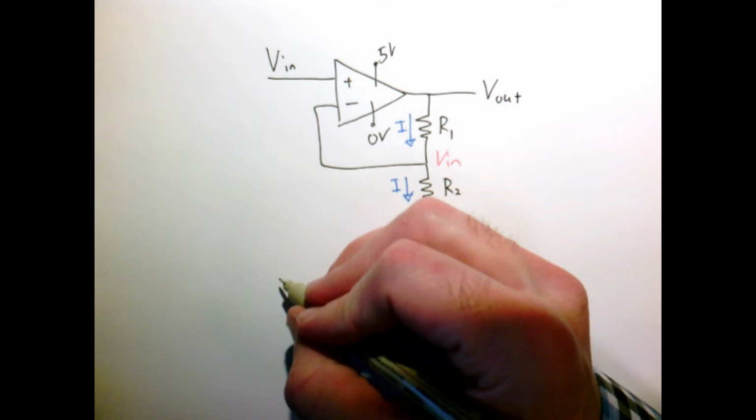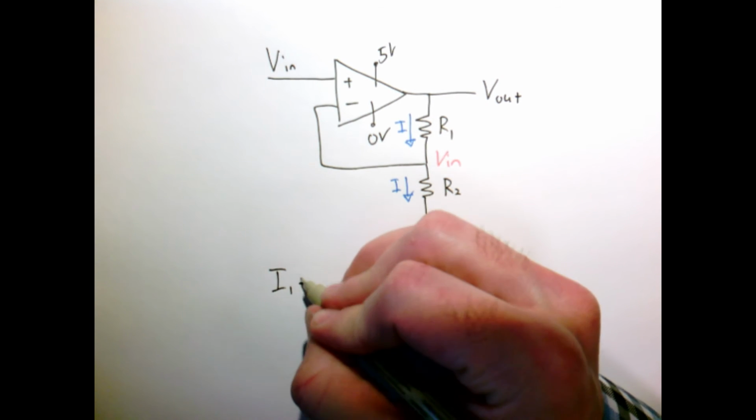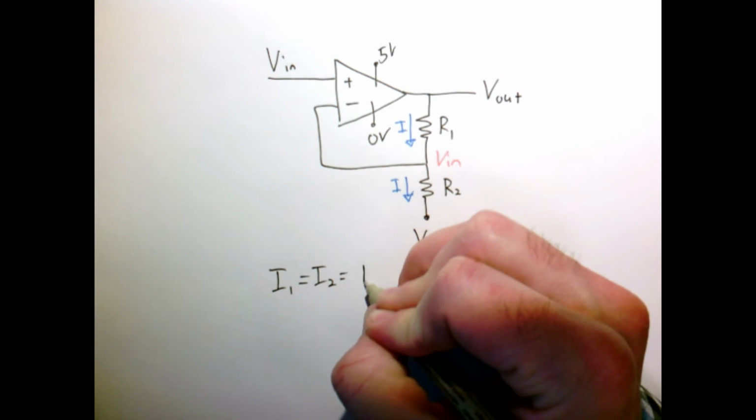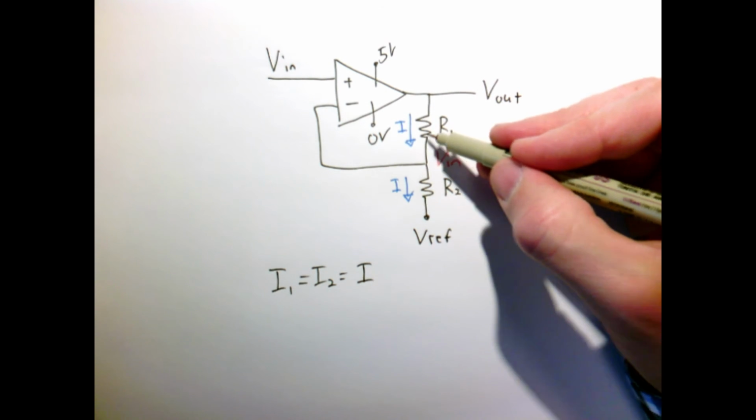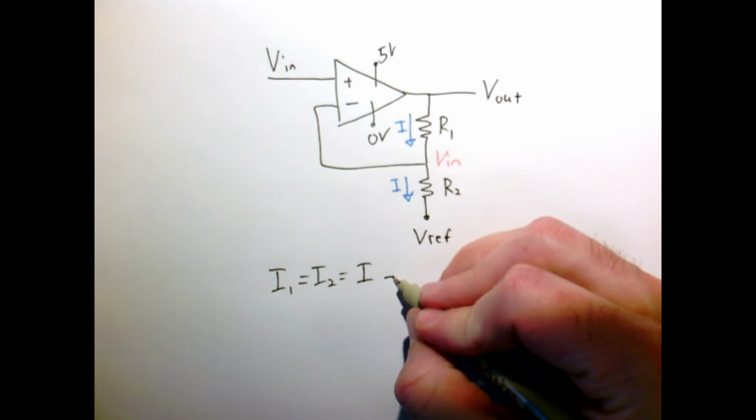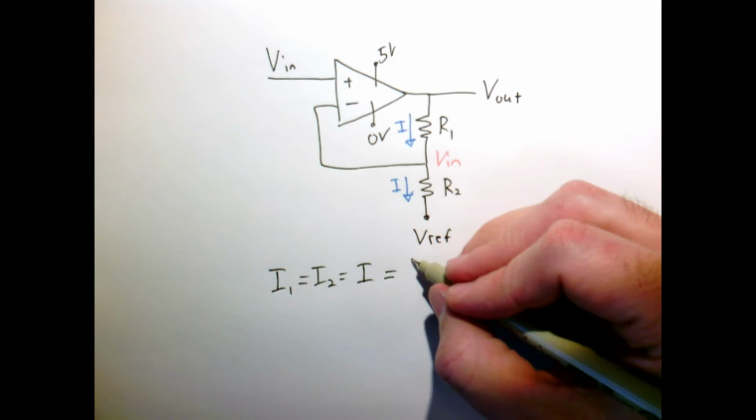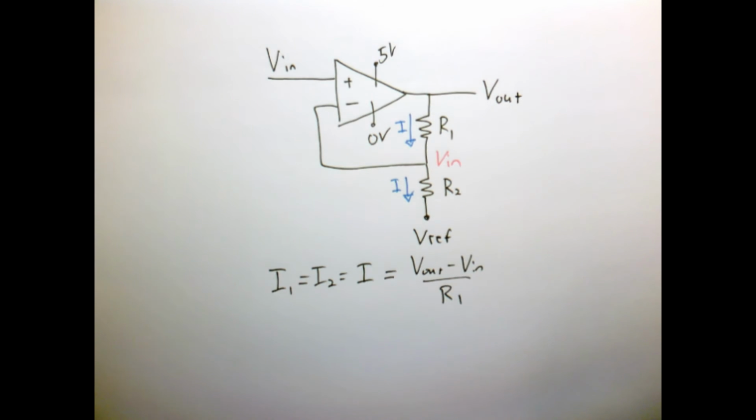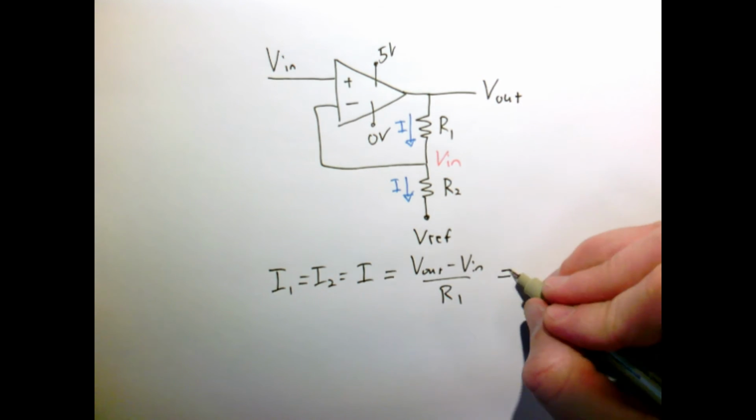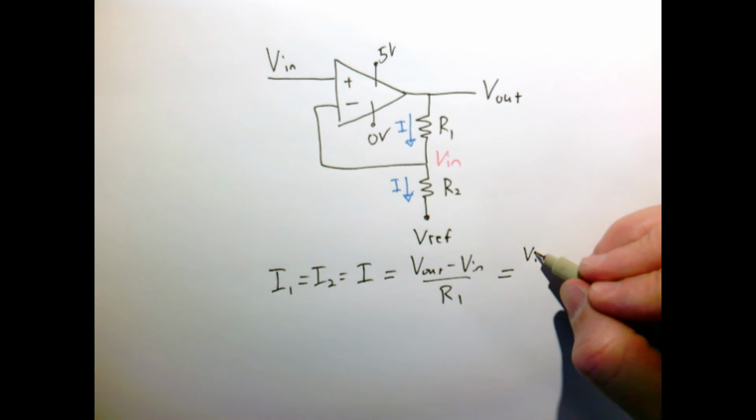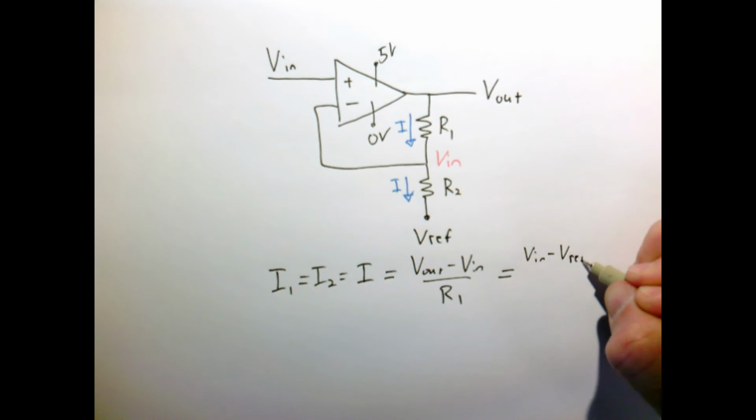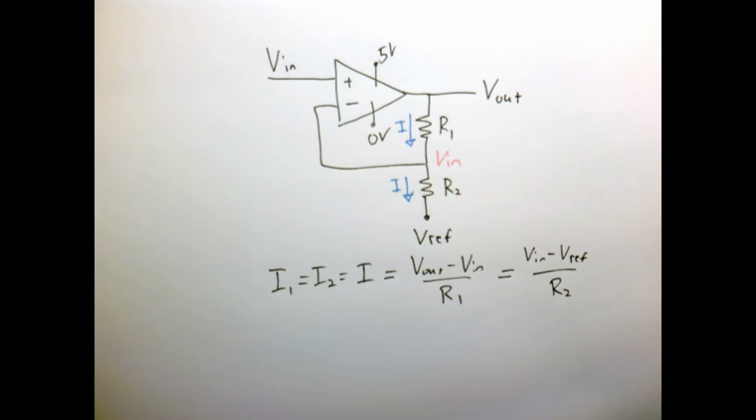Since we just use Ohm's law, we say that I1 equals I2 is equal to I, so the current through that resistor equals the current through that resistor. The current through resistor 1 is V out minus Vn over R, and that has to equal the current through resistor 2, which is Vn minus Vref over R2.